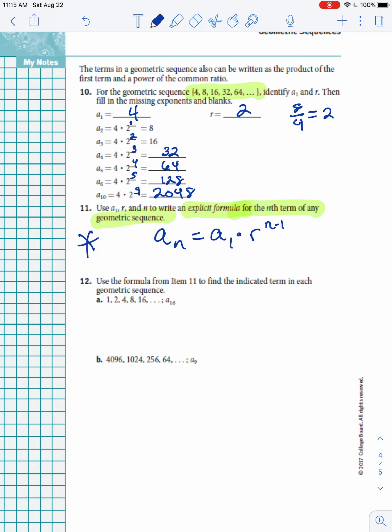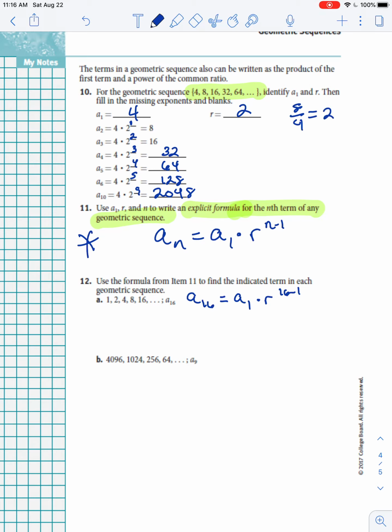So I need to find those things. I need to know the a sub 1, and I need to know the common ratio, and what term I'm looking for. And if I have all those things, then I can find any term. So it says use the formula to find, and in question A we want a sub 16. Okay, so if I want a sub 16, then I am going to need a sub 1 times r to the 16 minus 1 power, or 15th power. So that's what I'm going to want to do.